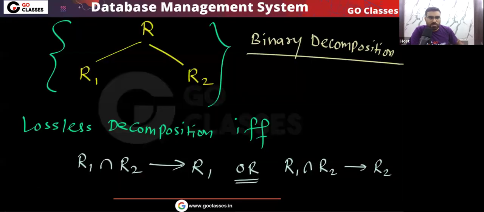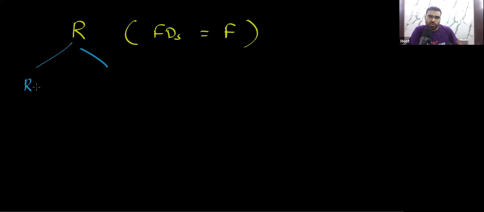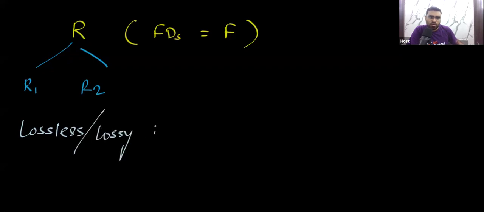If I give you this relation R and this set of FDs, and you are doing this decomposition into R1 and R2, then what will you do to check whether it is a lossless or lossy decomposition? You will find R1 intersection R2, the common set of attributes. After finding the common set of attributes, you will find their closure in this set of functional dependencies. Is this clear?